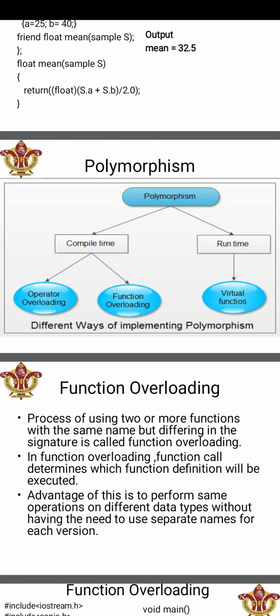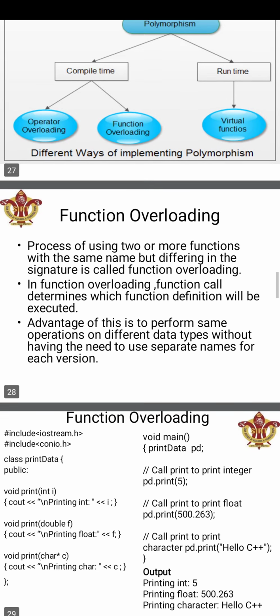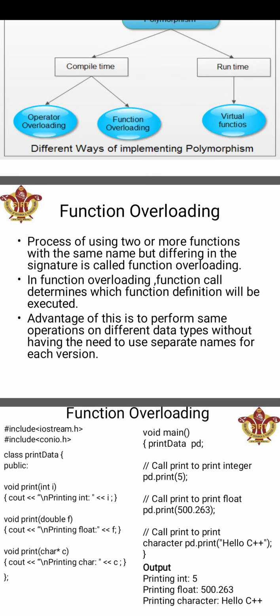Now let us see what is function overloading. The process of using two or more functions with the same name but differing in the signature is called function overloading. Now what do I mean by signature? Signature means I can change the number of arguments which we are passing to the function, or I can change the data type of the arguments. The return type has no impact on function overloading.